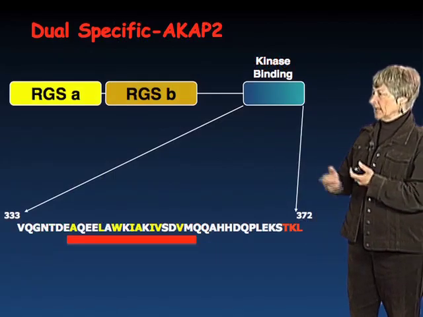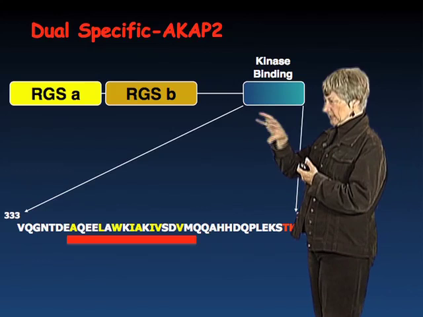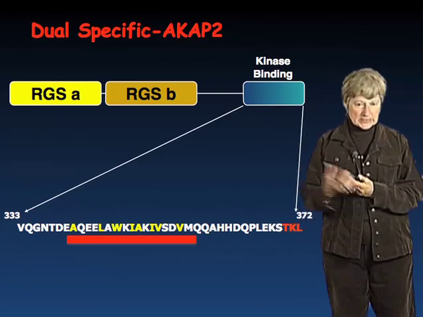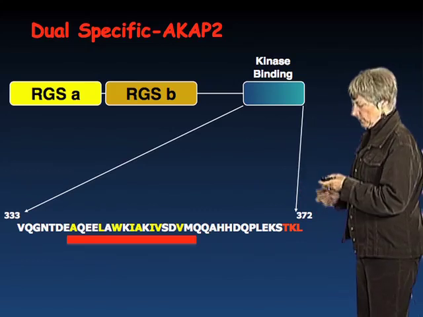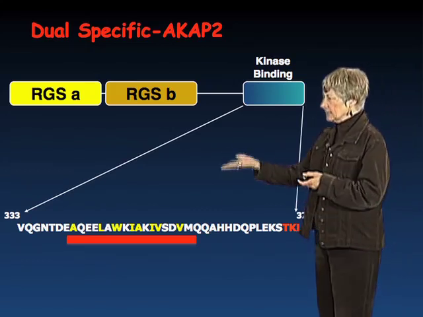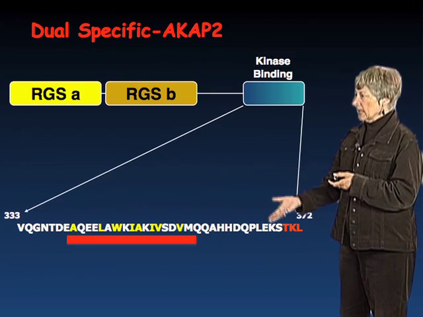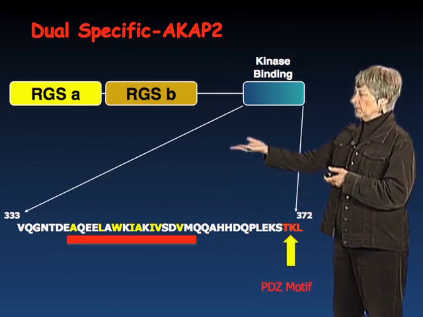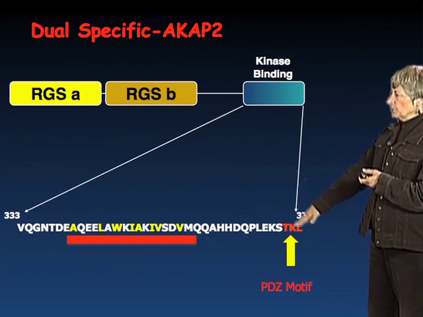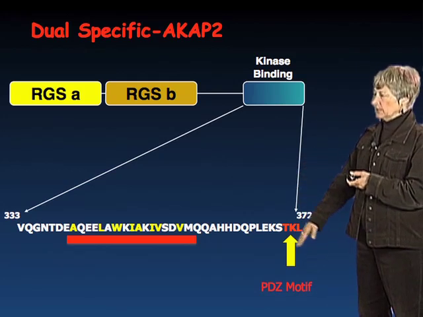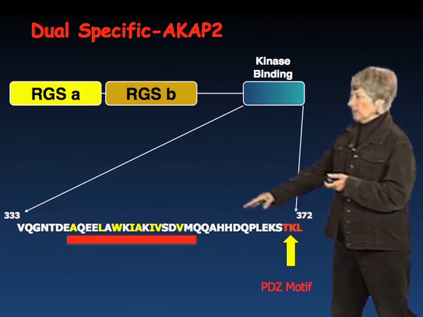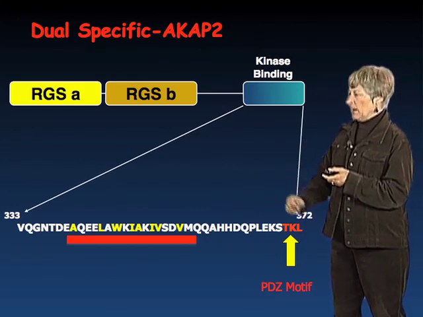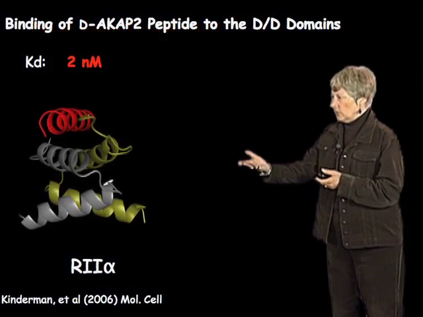So let's look more closely at DAKAP2 and just its binding motif. The C-terminus of DAKAP2 contains all the information that's important for binding to PKA. It's this little region in red here. It's modeled to be an amphipathic helix. It is an amphipathic helix. And the three residues at the end are what target it to the PDZ domain.